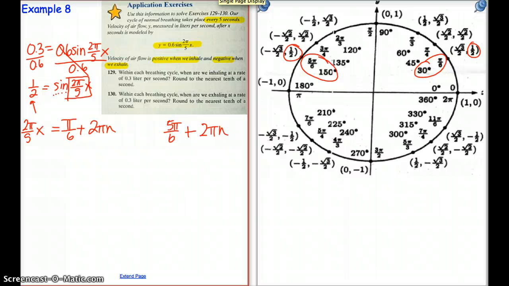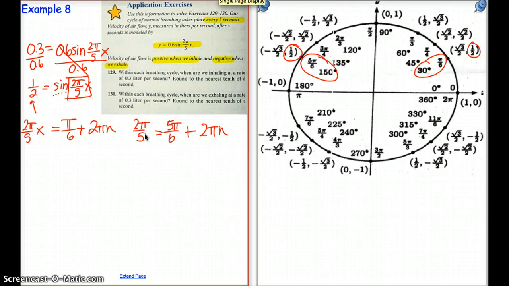I'm going to go about doing that same thing over here. And now I'm going to simply solve for x. So how can we quickly get rid of 2 pi over 5x? A simple way to get rid of any fraction is to multiply by the reciprocal. So I'm going to multiply both sides by 5 over 2 pi. And I'm going to do that same thing over here, 5 over 2 pi.